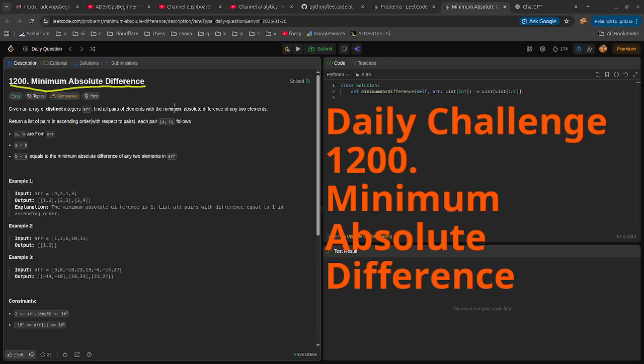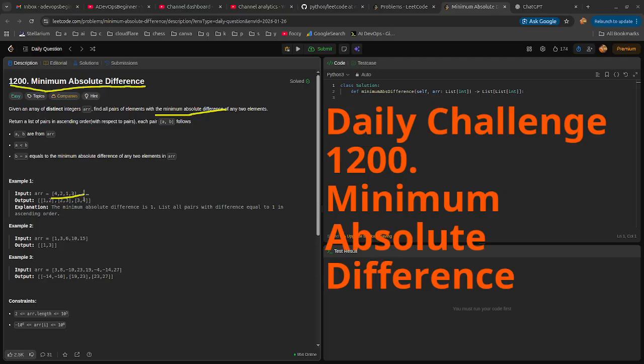Leetcode Daily Challenge. Question 1200. Minimum absolute difference. This is an easy problem. We want to find out all the pairs with minimum absolute difference. So the question is, what is the minimum difference?